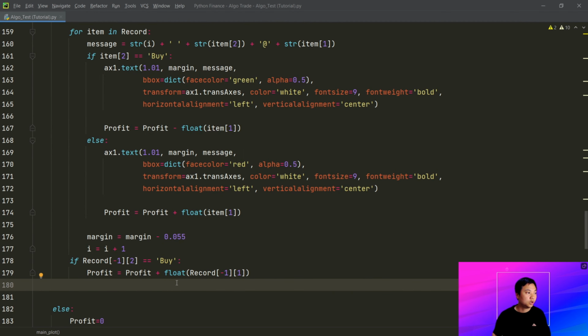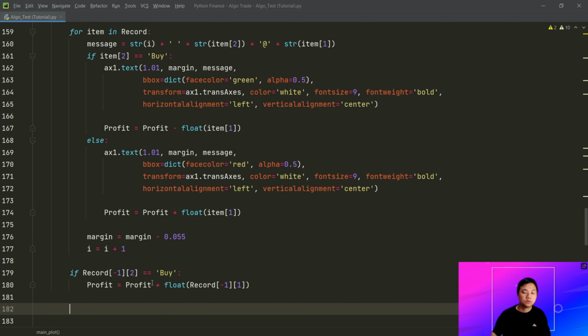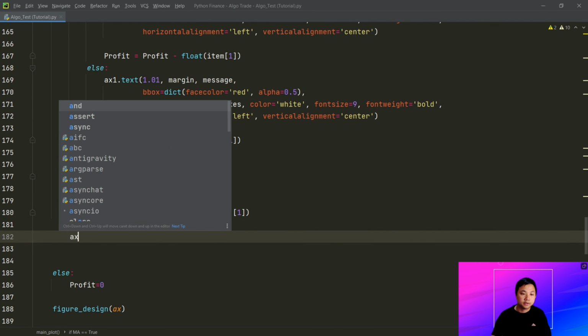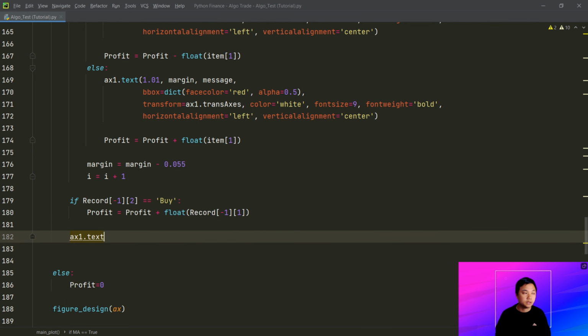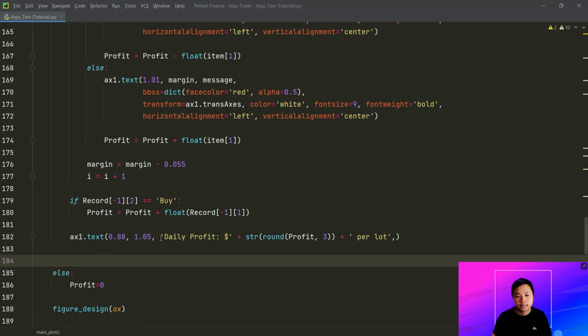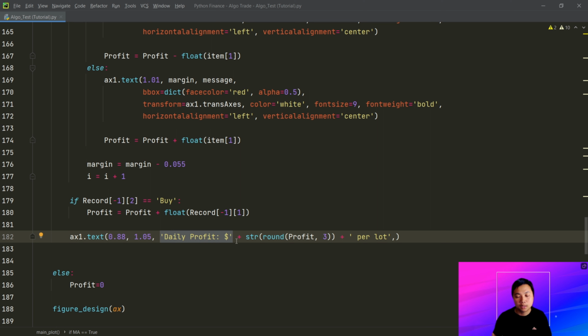And finally, I just want to show the daily profit in X. So that is the daily profit, and just set it at the top right-hand corner, and then the message is like daily profit, how much is that, and that is the total profit, that is the sum of all the trades that you've done within the day. And then the message is per lot, pass that.